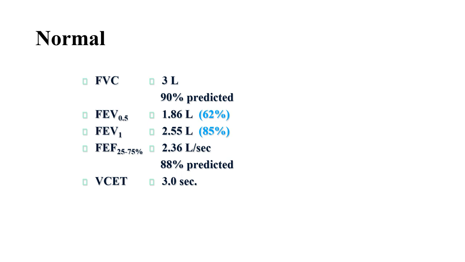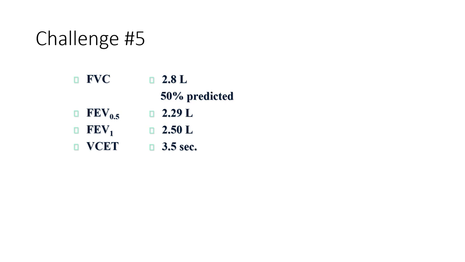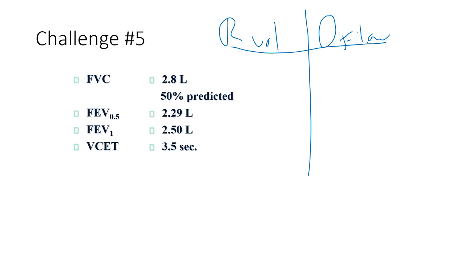All right, new challenge. You've got a patient with 2.8 liters forced vital capacity. So restrictive to volumes, obstructive to flow. All right, forced vital capacity is 50% of predicted. Well, that's not good. So right now I'm thinking restrictive. Okay. FEV1 is 2.5 liters. So now I need to divide this 2.5 into 2.8. It shouldn't take a lot of mathematical manipulation to see that that's pretty much 89 to 90% predicted. So that means the flow rate's normal. So this means we have a restrictive disease process.